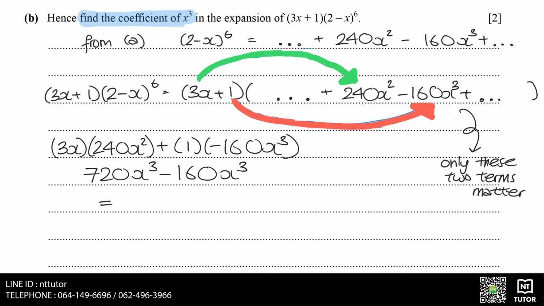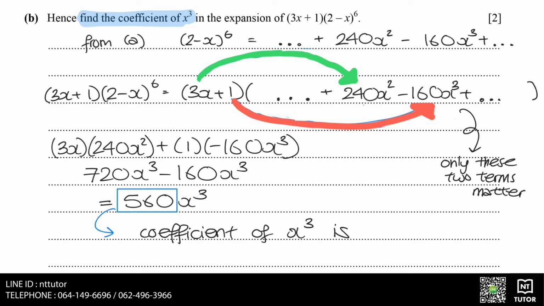This simplifies to give 560x cubed, and therefore the coefficient of x cubed is 560.